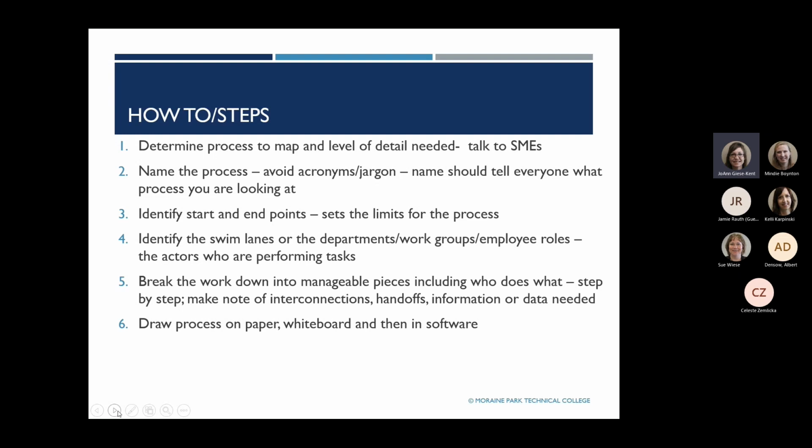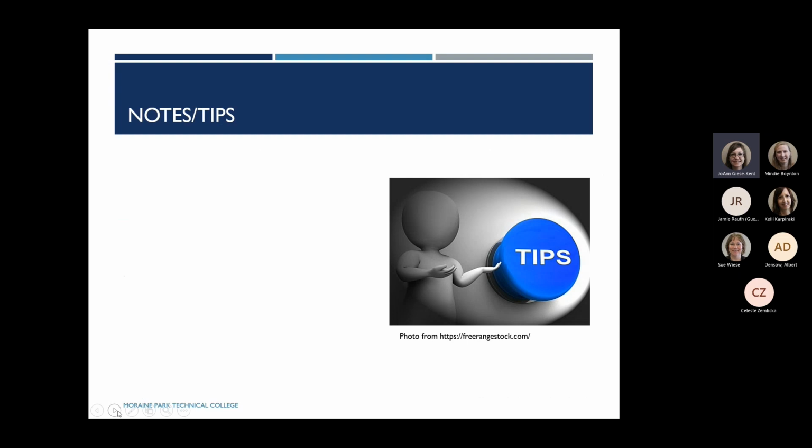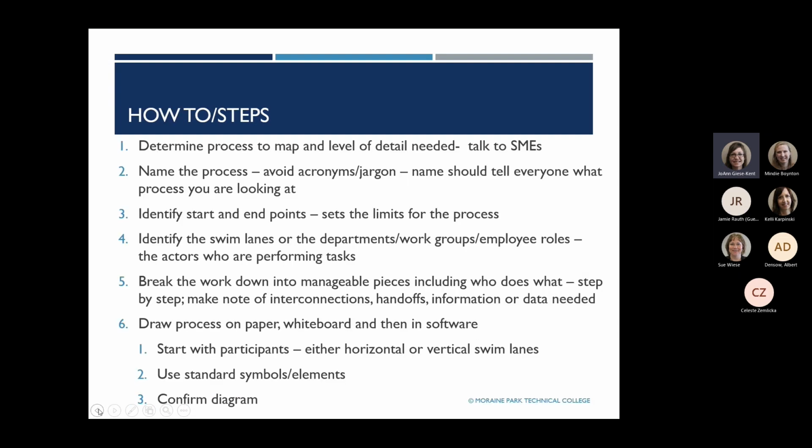Typically, you draw it on a paper first, whiteboard, and then you put it in the software. And once you get it into the software, whoops, went too fast. I started with the participants, and I figured out that I'm going to do a horizontal swim lane. I used most of the standard symbols, and then once I got it drawn, I went back to talent acquisition just to make sure I did capture all those steps and see if I needed to make any tweaks.